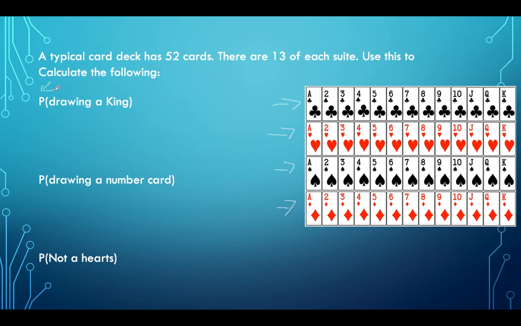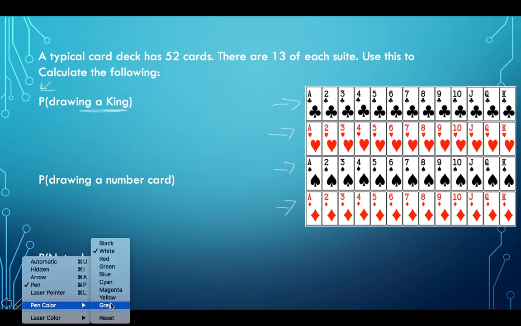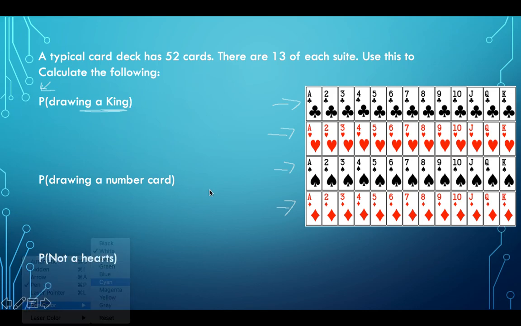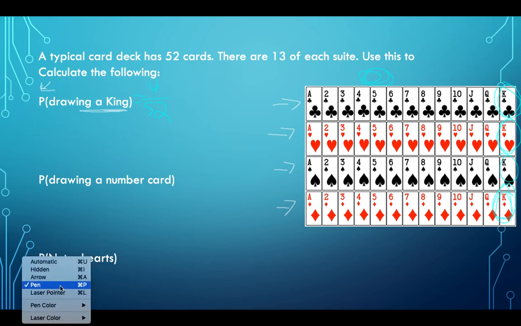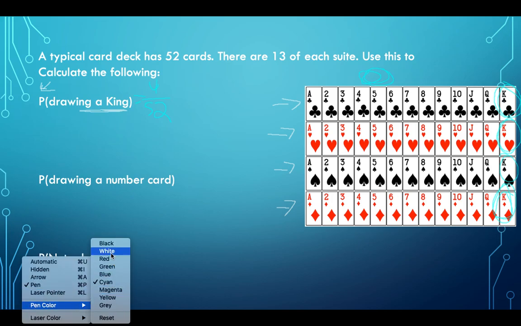So first, probability of drawing a king. So we need to look. I need a different color. Oh, I bet this would be cool. Oh, that's real cool. It's probably selecting a king. So we need to see how many kings are possible. Well, there's a king in each suit, right? 1, 2, 3, 4. So how many kings are possible? There's 4 total. Out of how many total cards? 52. That probably wasn't the best idea. Good thing I'm not an artist. We'll just go back to white.